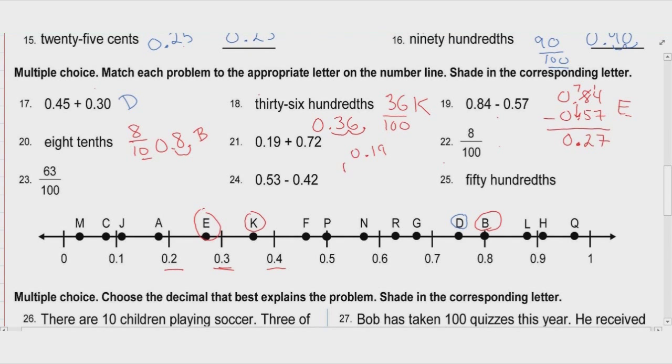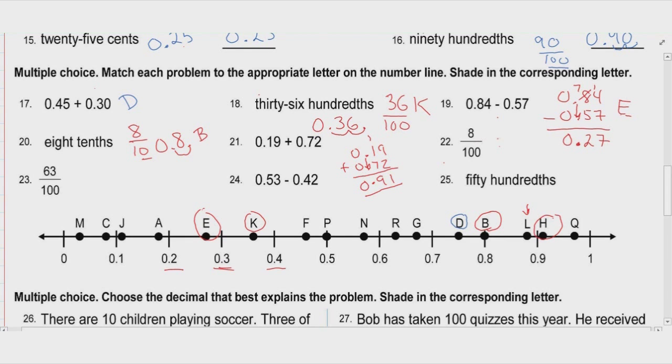Next one, we have 0.19 plus 0.72. My decimals are lined up. I bring the decimal straight down. 9 plus 2 is 11. Carry the 1. 1 plus 1 plus 7 is 9. And I add a 0. So I get 0.91. So that means it's really, really close to 0.9. And the one that's really close to it is H. Now you know it's not L because L would be less than 0.9. And we have 0.91. So it'd have to be greater than 0.9, which is H.